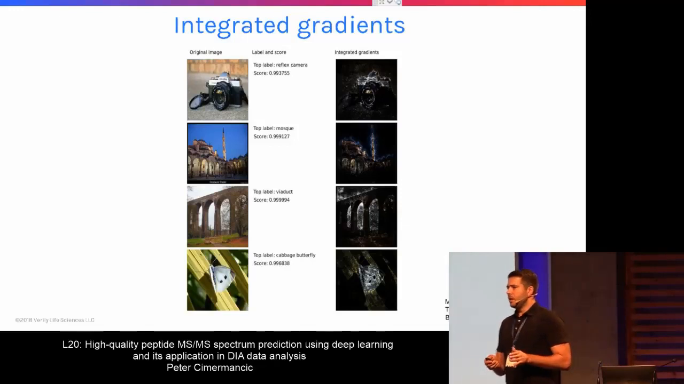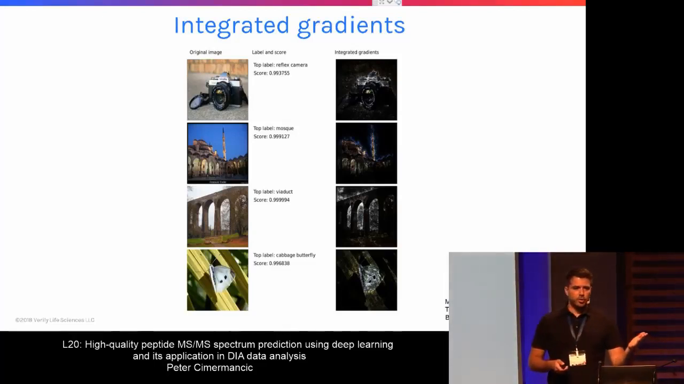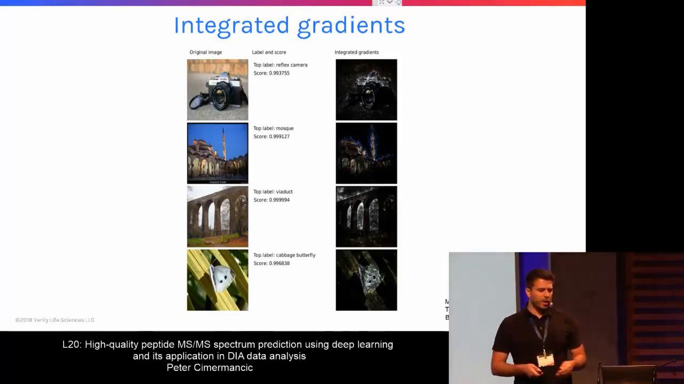So going to the image classification case, using integrated gradients, we can highlight pixels from the original image that the model used to make a call. For example, here are the pixels the model focused on to figure out that this is a camera in the photo. The same for mosque, bridge, and butterfly, and so on. So we can apply this approach to our model as well.